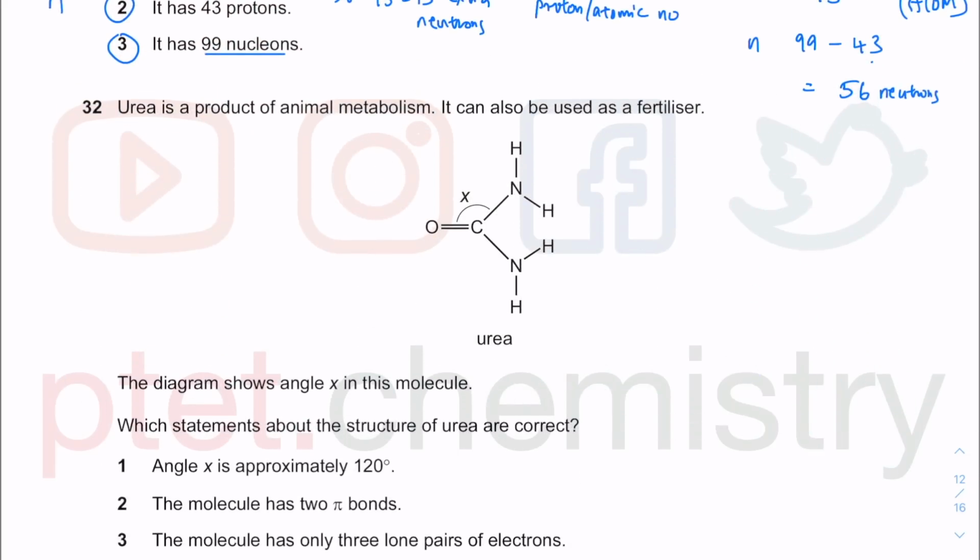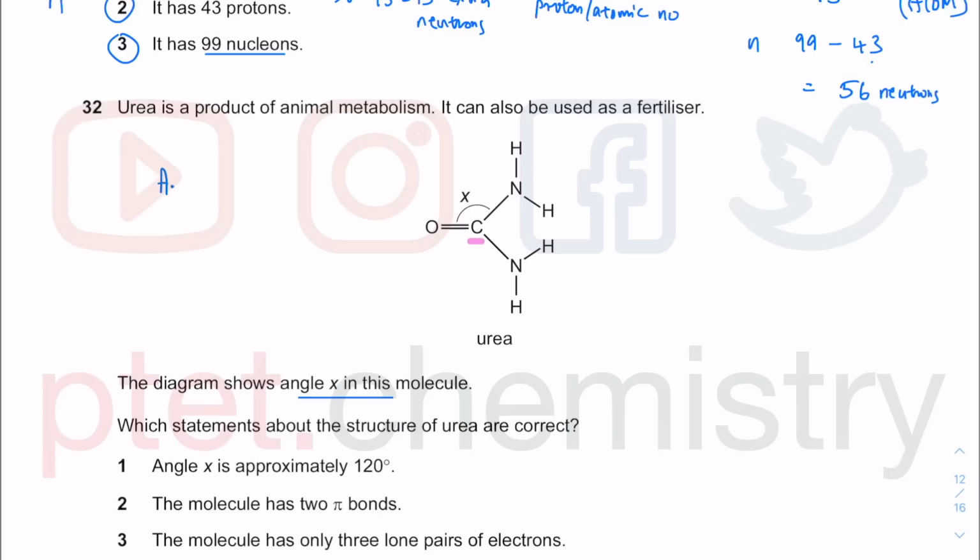Urea is a product of animal metabolism, so it can be used as a fertilizer. As you know, urea in your urine is typically a good fertilizer, obviously. Smells like ammonia. They can get broken down and be used as a fertilizer. Now this diagram shows angle X in this molecule. To work out the angle there, you need to know the shape. To know the shape, we have to look at this carbon here.